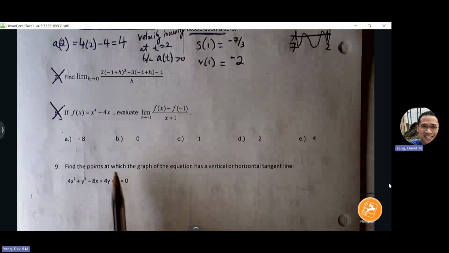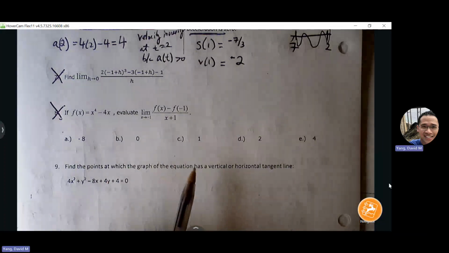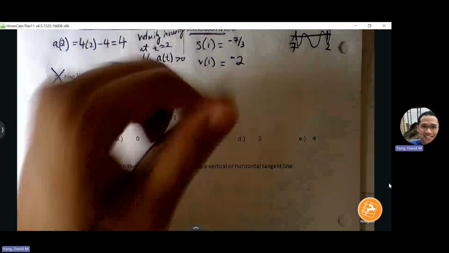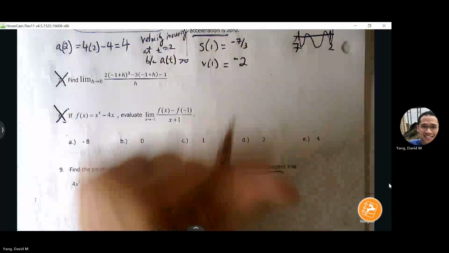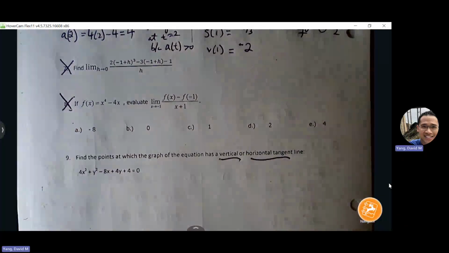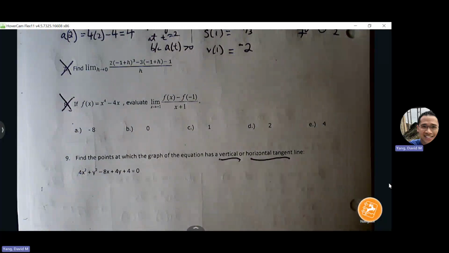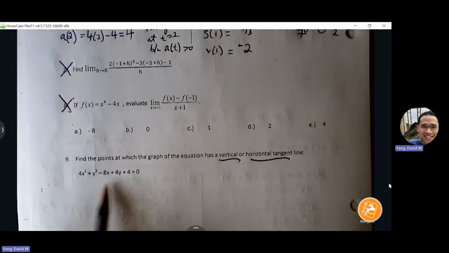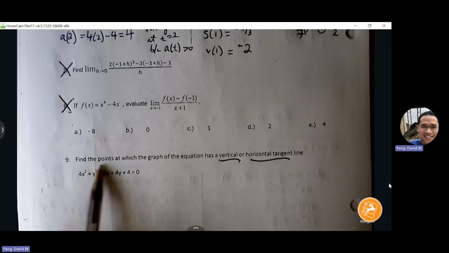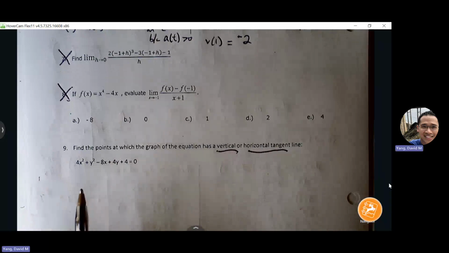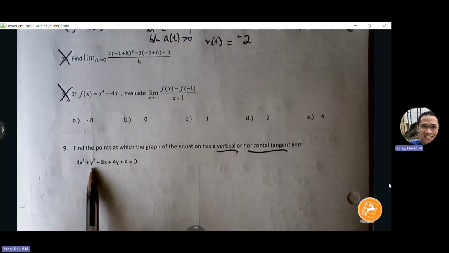Okay, let's talk through number 9 here. Find the points where the graph has a vertical or horizontal tangent. So what's the procedure here? First, we have to find the derivative. Okay, look at how this is set up. What would you use to find the derivative? Implicit, right? How many y's do you expect from your derivative? 2. You see 2 different y's at the beginning.